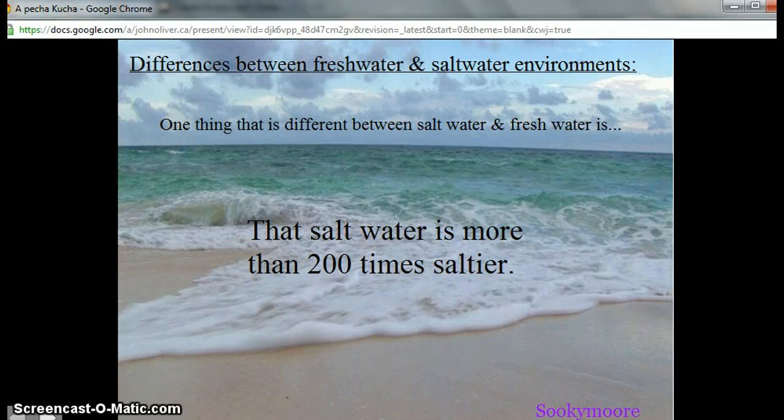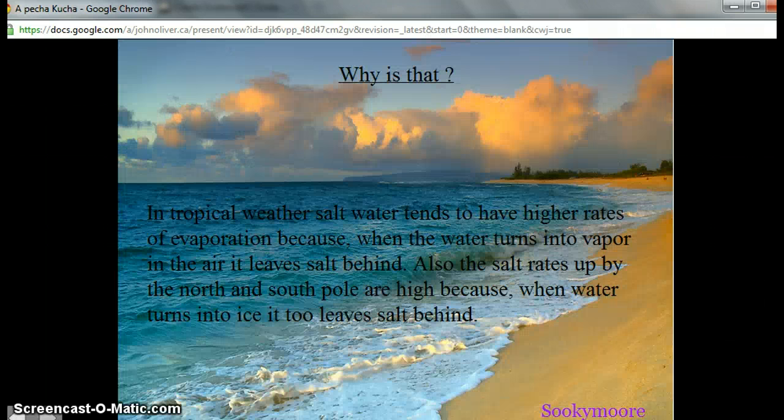Starting off with the differences between freshwater and saltwater environments. One thing that is different is that saltwater is more than 200 times saltier. Why is that? In tropical weather, saltwater tends to have a higher rate of evaporation because when the water turns into vapor in the air, it leaves salt behind. Also, the salt rates up by the North and South poles are high because when water turns into ice, it too leaves salt behind.